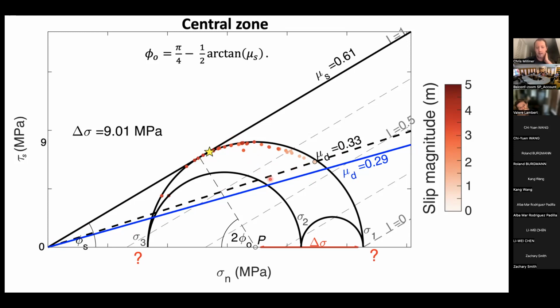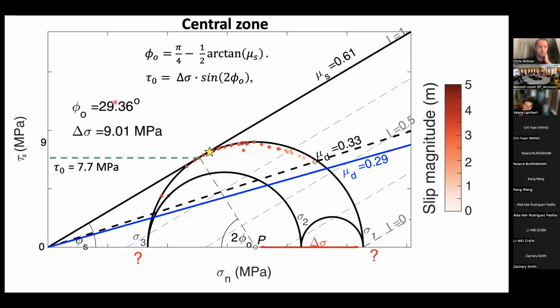And so because we now know this friction line must be tangent to the Mohr circle, we can then calculate phi naught, or the orientation of the fault plane that's critically oriented to the stress field. That's this equation here, which is a function of the static friction. It's a value of 29 degrees. We can also calculate the initial shear stress at that critical failure point, which is about 7 megapascals, and also the initial normal stress at that point, which is about 12 megapascals. So now we've trapped our Mohr circle according to this failure criterion.